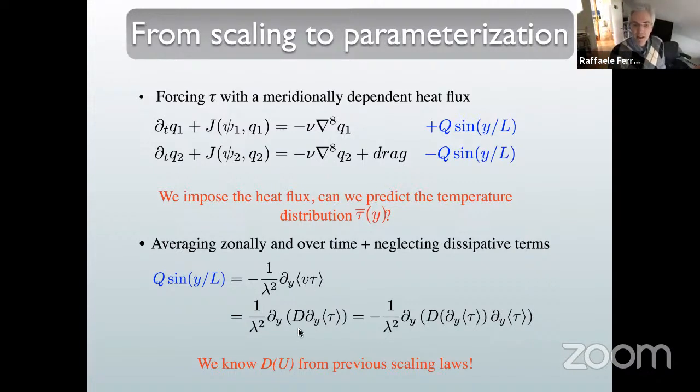But I said that V tau, I can express this as the diffusivity times the gradient of temperature, and now we know how the diffusivity depends on the temperature gradient, or the shear. So we have a closed equation, because now we have a heat flux and a diffusivity whose explicit dependence on the parameters we know. So it's just a matter of solving this equation, right? So if I solve this equation.